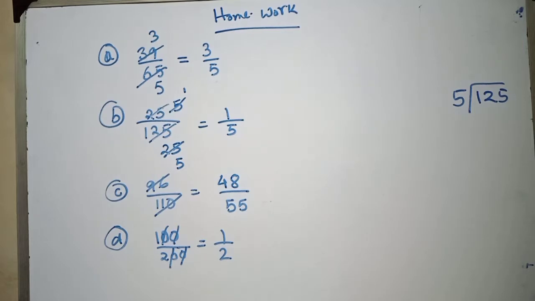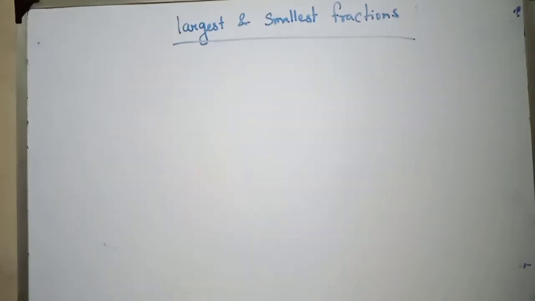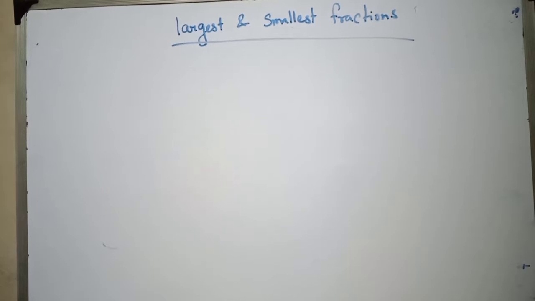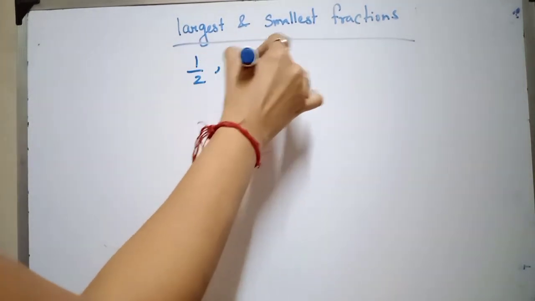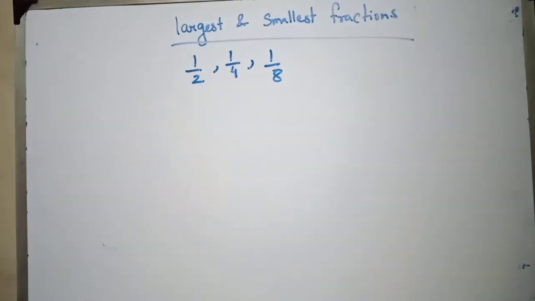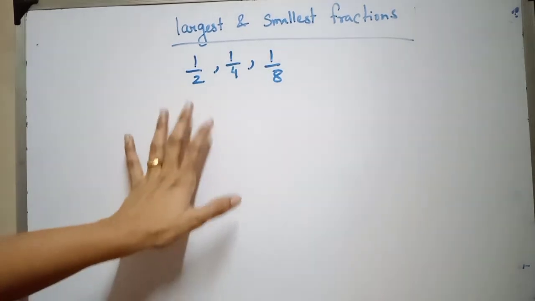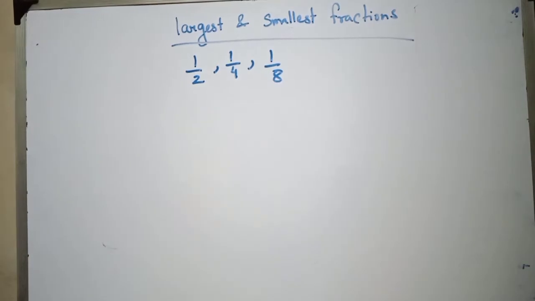Okay, now going to the next portion where we will learn about fractions, and we will compare fractions: which one is the largest, which one is the smallest, and we will arrange them in ascending or descending order. Let us take an easy example, where I am taking 1/2, 1/4 and 1/8. This is my fraction set and I have to arrange them in ascending or descending order. First we will find the largest and the smallest one.